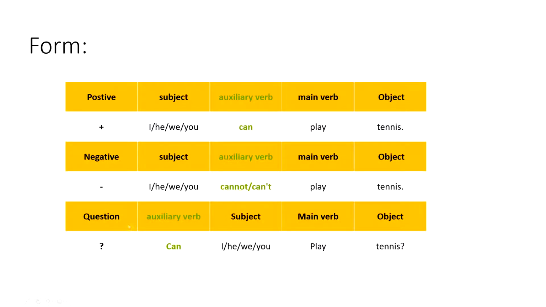If you want to ask a question, you need to invert the subject and the auxiliary verb. So we have: can I play tennis? Can you play tennis? Can she, can he play tennis? The answer is yes, I can or no, I can't.